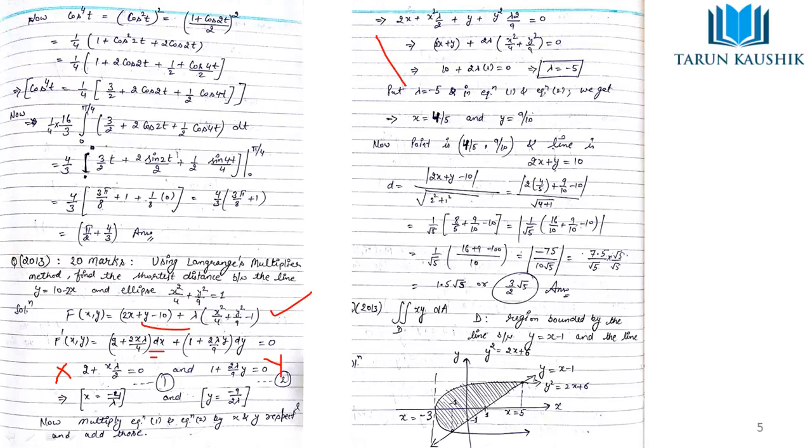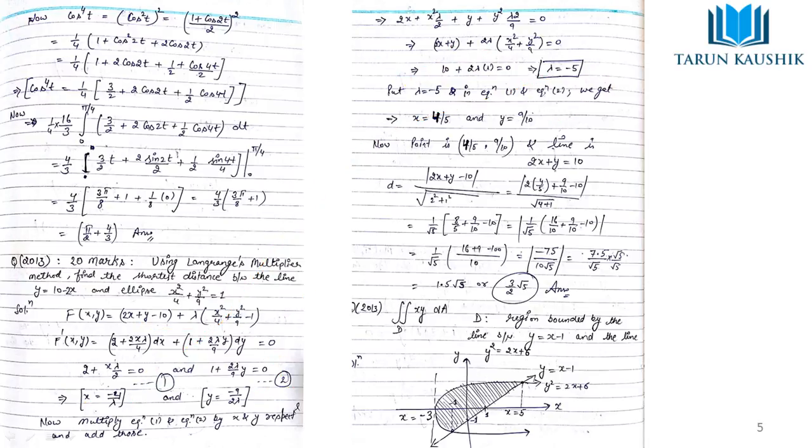When you add these two equations, it becomes 2x plus y, plus taking 2 lambda common, x square by 4 plus y square by 9, that comes out to be 0. So this is 10 and this is 2 lambda, and this is again 1. So we have the value of lambda equals -5. When you put lambda equals -5, you get the coordinates: x equals 4 by 5, and y equals 9 by 10.